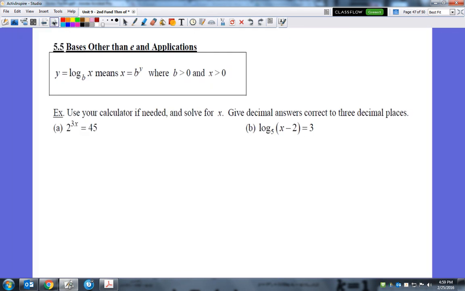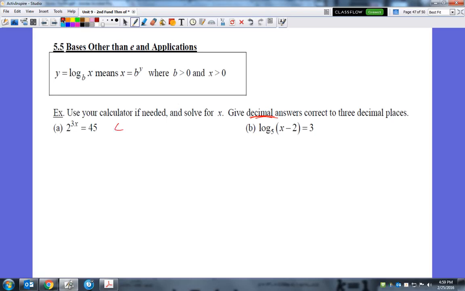Okay, we're almost done. We're almost done. We have basically your last page of notes. Now, use your calculator if needed to solve for x. Okay? Give decimal answers. You have a solve feature. I shouldn't really have to show you this, but what I am going to do with these problems is a little bit of manipulation to solve for x.